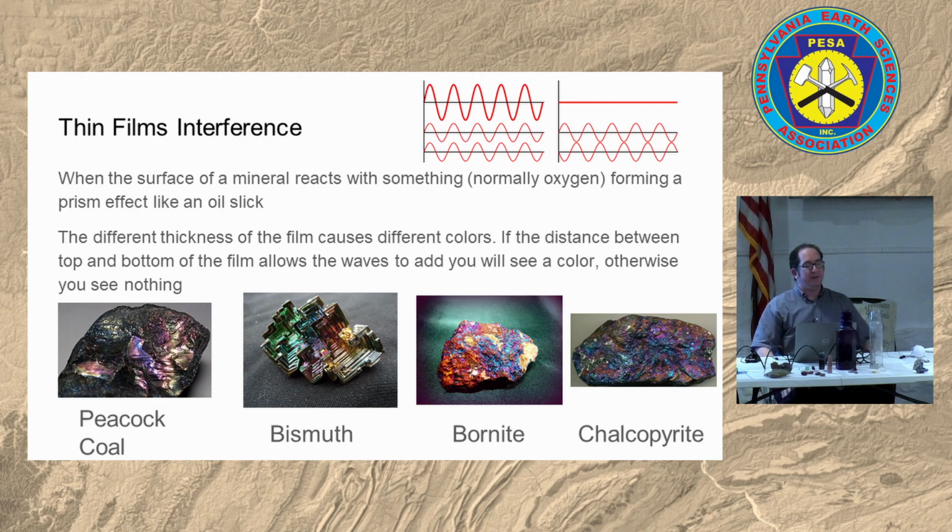Then we have thin films. So many minerals, like bornite, chalcopyrite and stuff, will form a thin layer on their surface. This is generally an oxide layer, because oxygen loves to react with just about anything. And it forms basically a thin and flat prism, very similar to what happens in an oil slick. What happens is, these here are wavelengths.